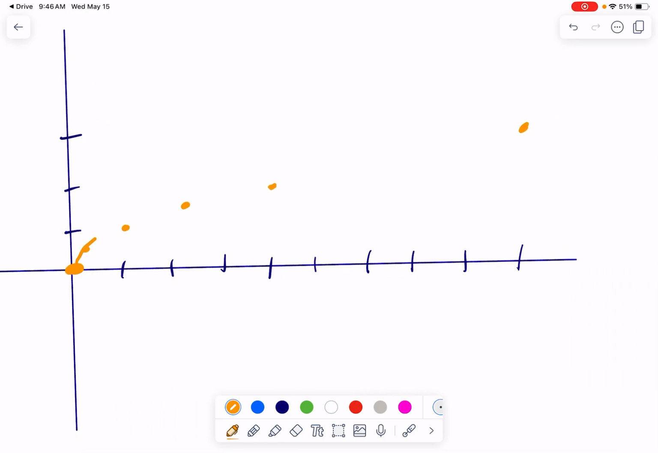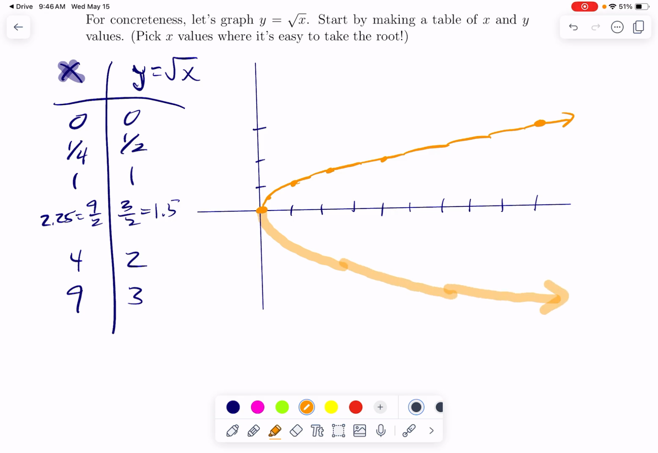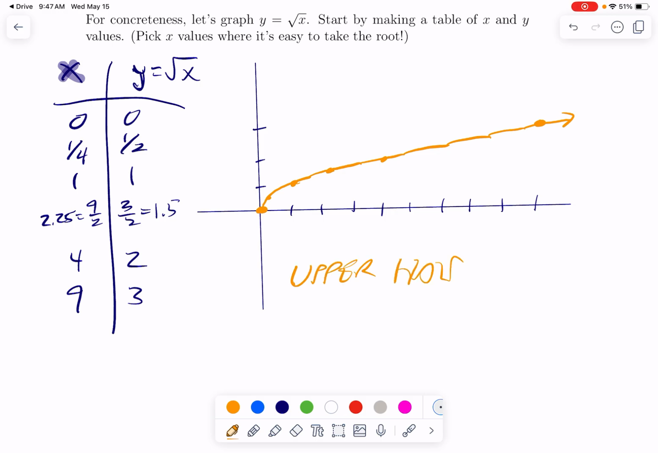And if I connect these, it might not be obvious from my hand-drawn graph, but what I'm actually getting in my graph is half of a sideways parabola. There's this phantom half down here that I'm not graphing. But we'll notice, oh yeah, that's actually the shape of a parabola, only it's sideways this time. So we'll just note it is the upper half of a sideways parabola.